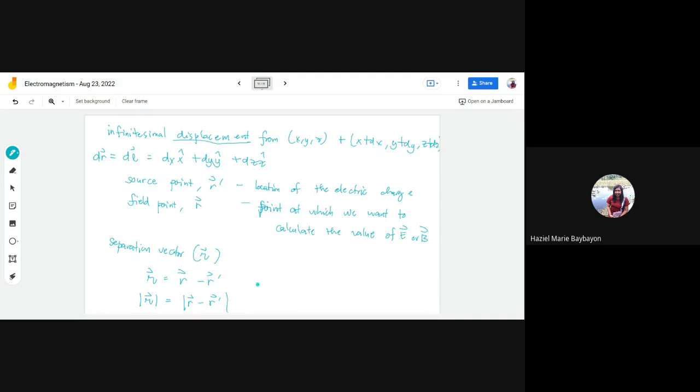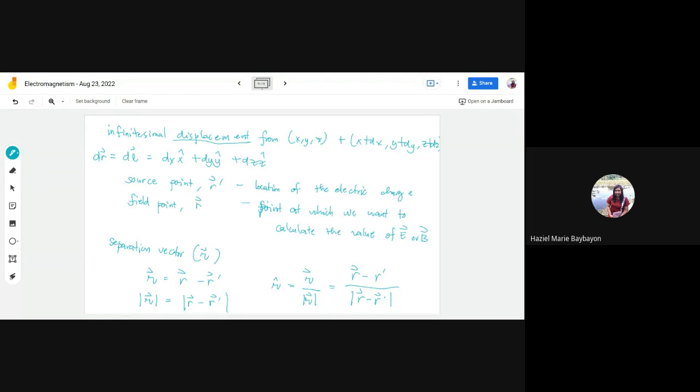And then we define a unit vector, r hat, which is equal to the ratio of the vector and its magnitude. Okay, so we have r minus r prime divided by the magnitude of r minus r prime.